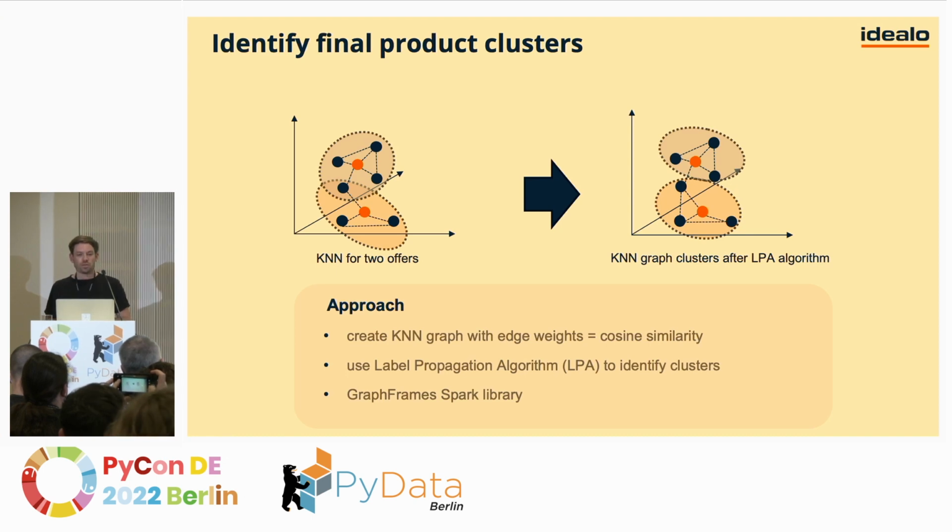We looked into graph algorithms and found a really nice algorithm called the label propagation algorithm. What that algorithm does is take a random walk through our KNN graph and merge areas which are densely connected. So you can see the result on the right side. Now we have 2 separate clusters, and we can use them as product clusters. This was also implemented by the Spark library GraphFrames.